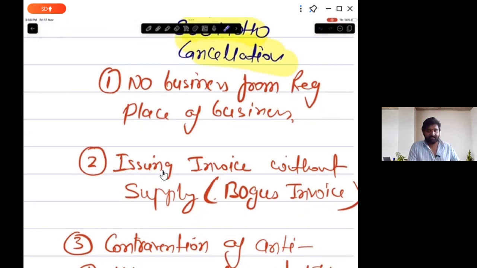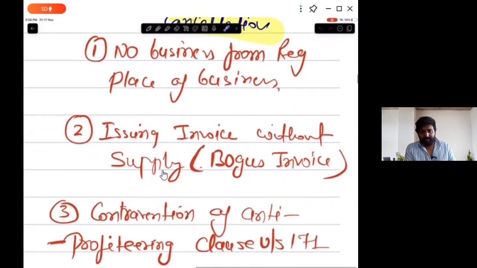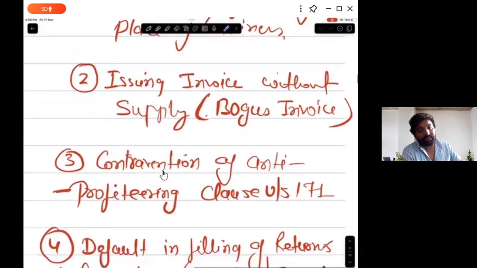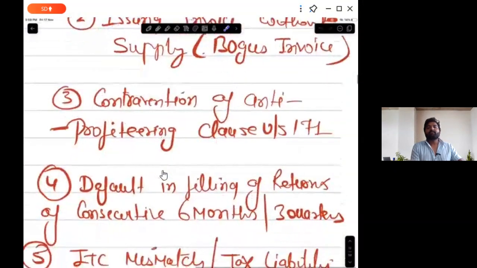Yes. Second, when I am issuing bogus invoices, when I'm issuing invoices without doing any kind of supply, फर्जी बिल इशू कर रहा हूं मैं, नकली बिल दे रहा हूं, डिपार्टमेंट मेरा जीएसटी कैंसिल कर सकता है. तीसरा बहुत ही इंटरेस्टिंग रीजन है, the third reason is when I am contravening anti-profiteering clause.